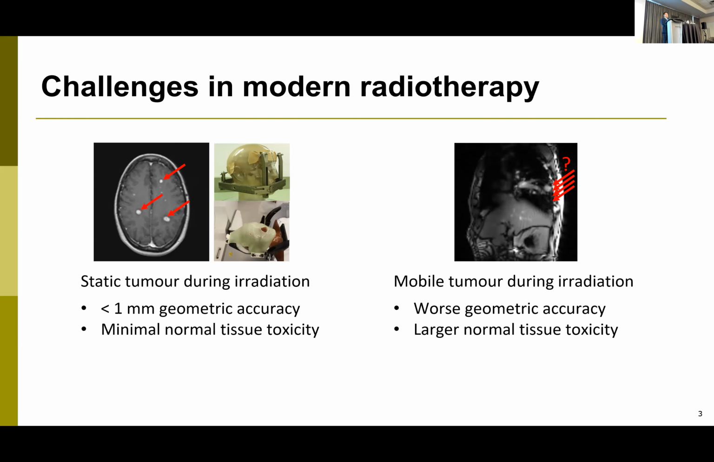The problem starts when things start moving, like this lung tumor here, moving up and down, left, right, a few centimeters actually, right? And the worst thing is most tumors are moving because of breathing or cardiac motions. So this comes with worse geometric accuracy because by the time we shoot at it, it moves, and it comes with larger normal tissue toxicity. So what do we do about this now?